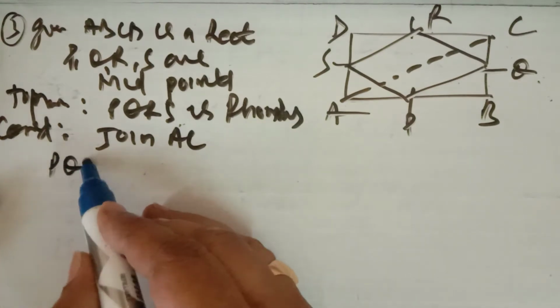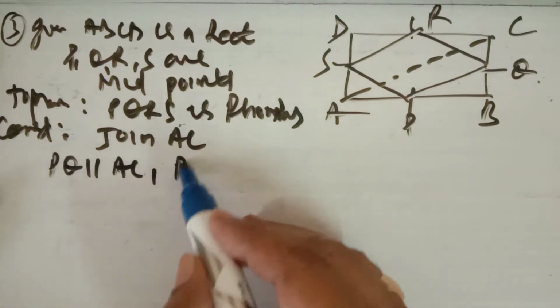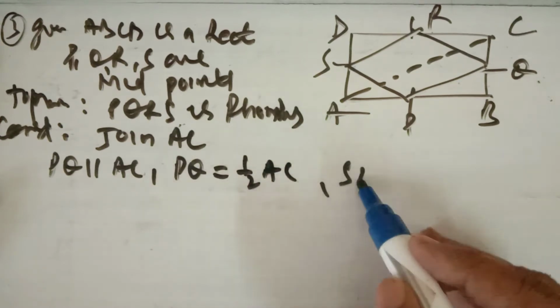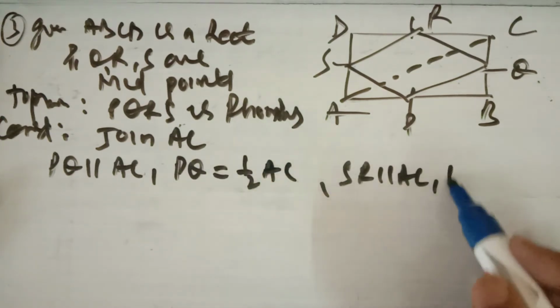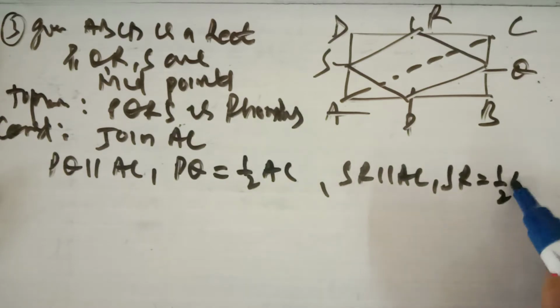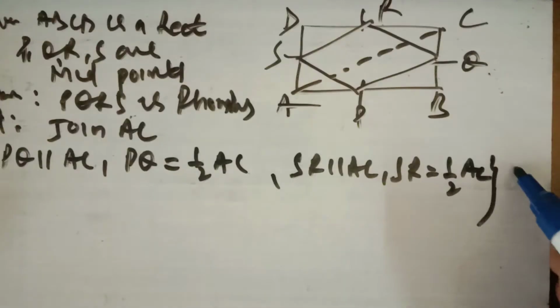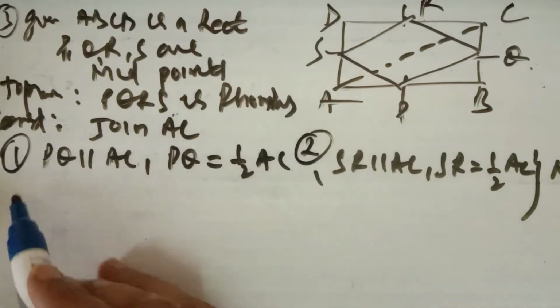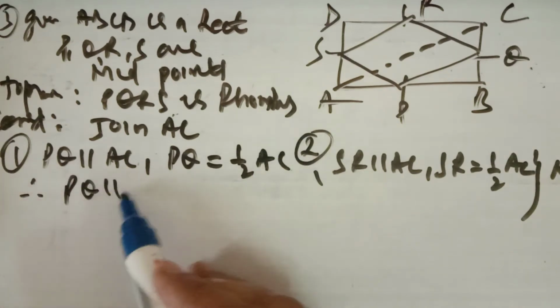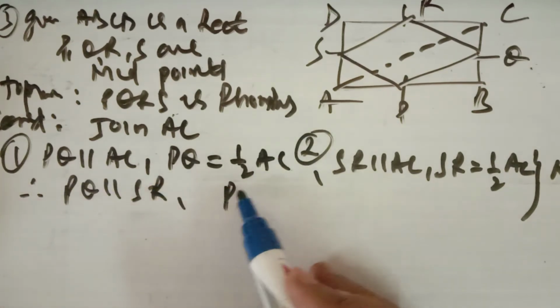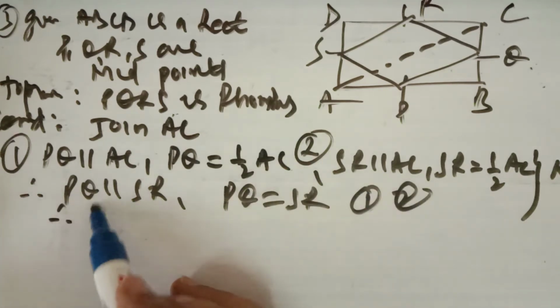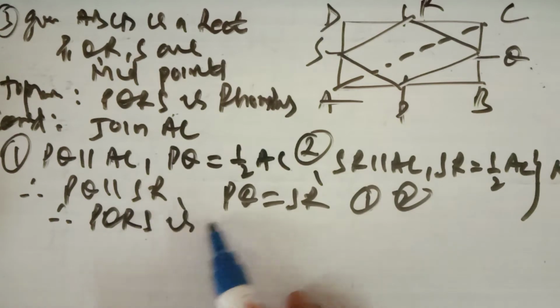So as usual, PQ is parallel to AC, PQ is equal to half of AC, SR is parallel to AC, SR is equal to half of AC. This we have already done in question number 1 by midpoint theorem. So what can you conclude from these steps number 1 and 2? Therefore we can say that PQ is parallel to SR and PQ is equal to SR from steps number 1 and 2. So therefore PQRS is a parallelogram.